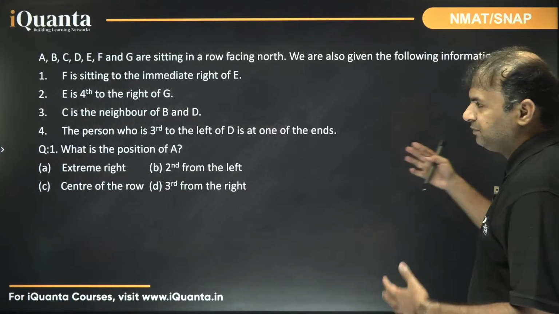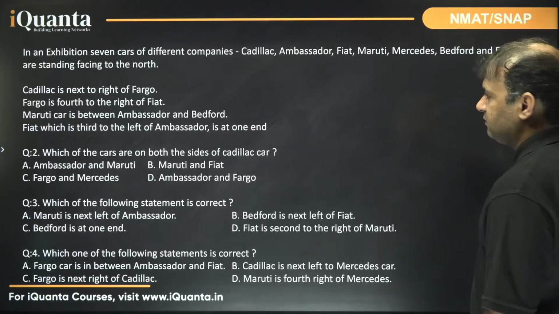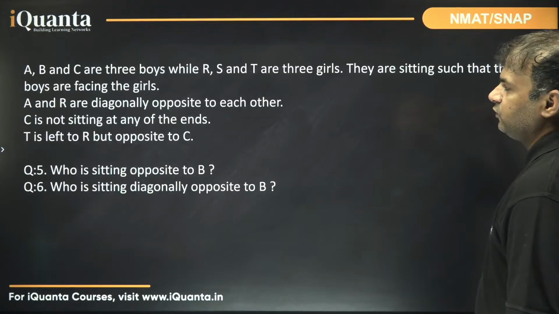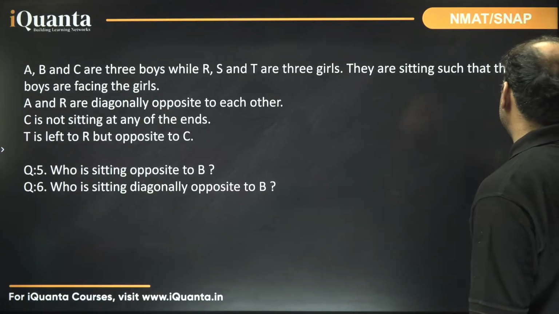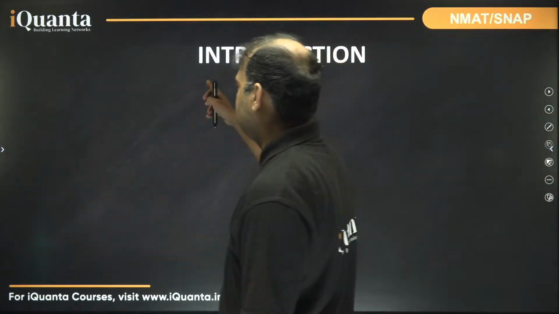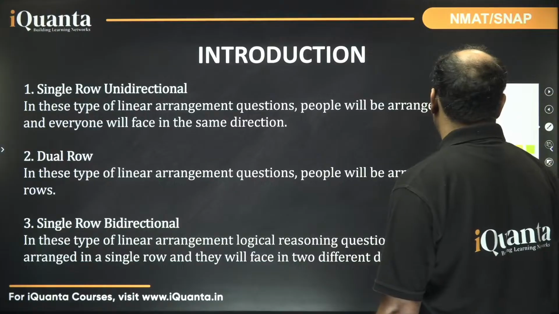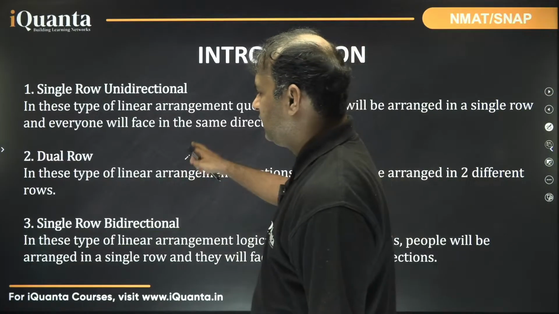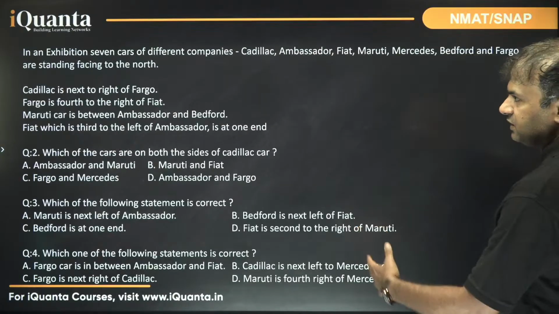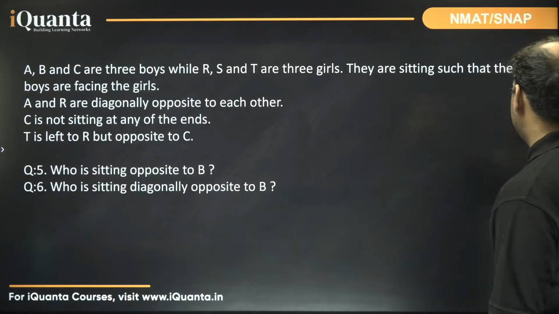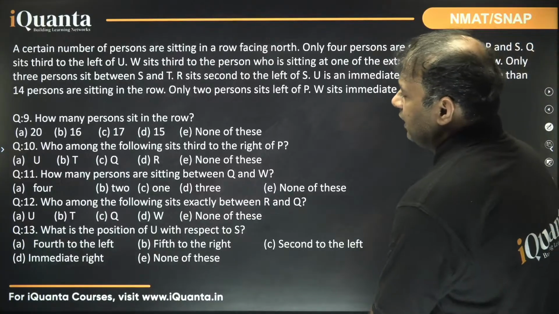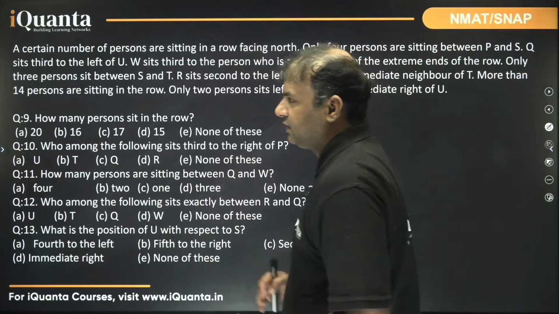First, we did a simple set, this one. Then we did another set about the cars. Then we did a set in which there are two rows. Remember, guys, I told you that we have three kinds of linear arrangements. One is single row unidirectional, then we have dual row, and then we have single row bidirectional. So first we did single row unidirectional, two sets. And then we did a set on dual row, another set on dual row. And then we again did a set on single row, single direction.